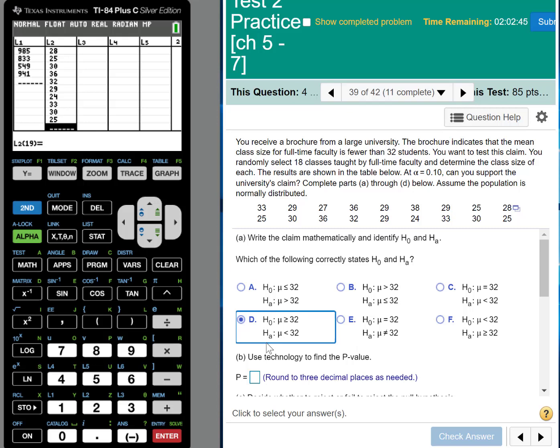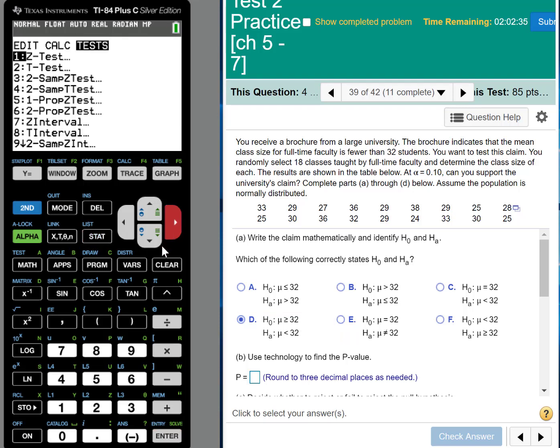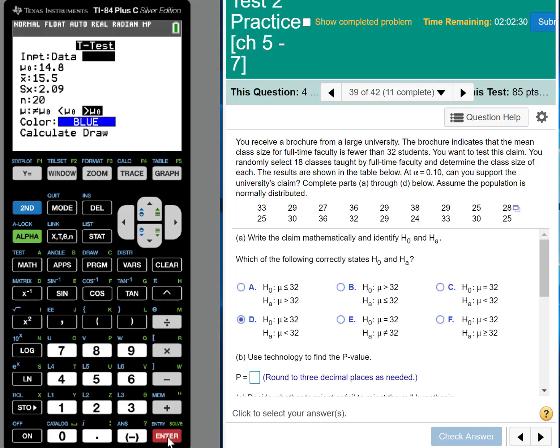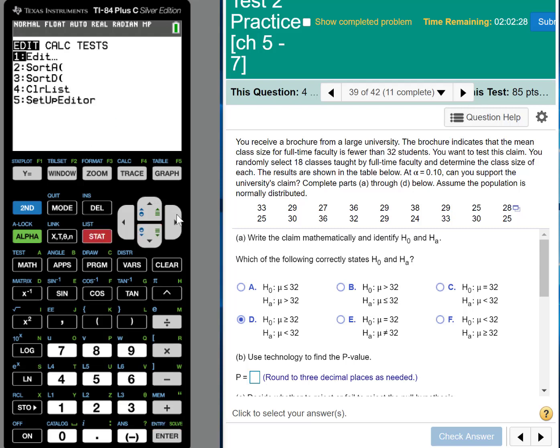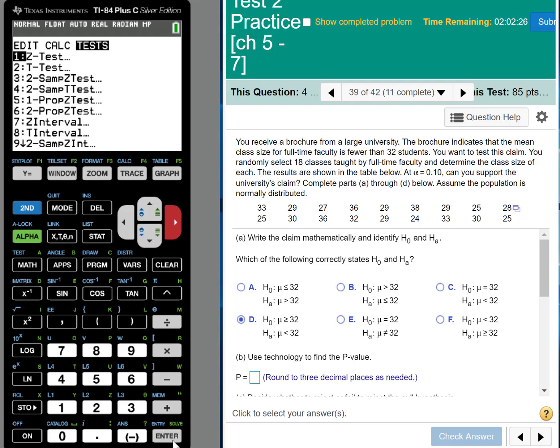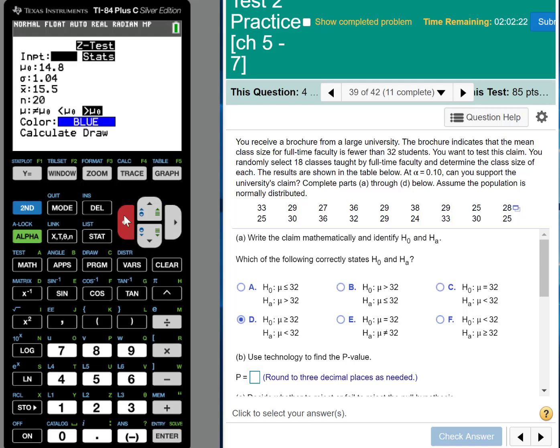Find, so test this claim. Can you support the university claim? So your claim is in the alternative. So I put the data in L2. I go to stat. It's a t-test. Let's say, guys, you make a mistake and you put a z-test here. Watch. Let me show you what the issue is going to be. And you have data. Enter.